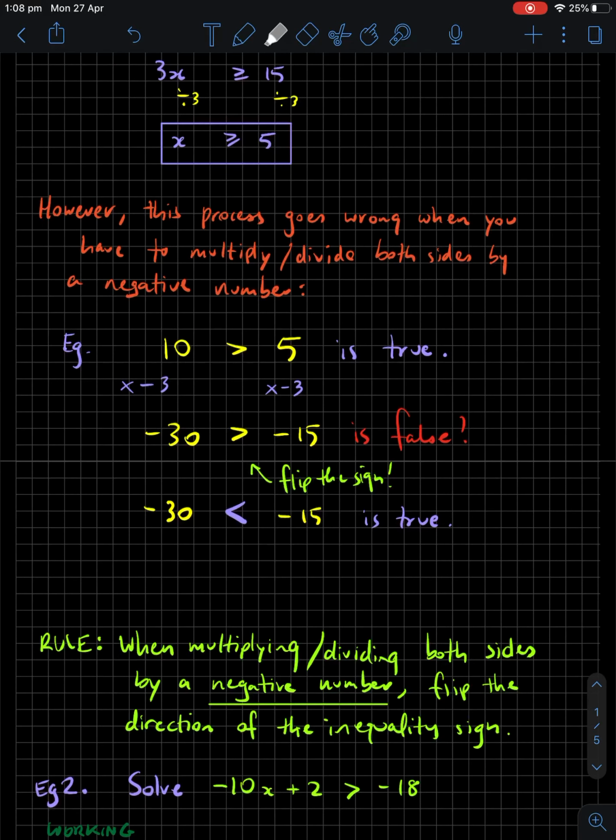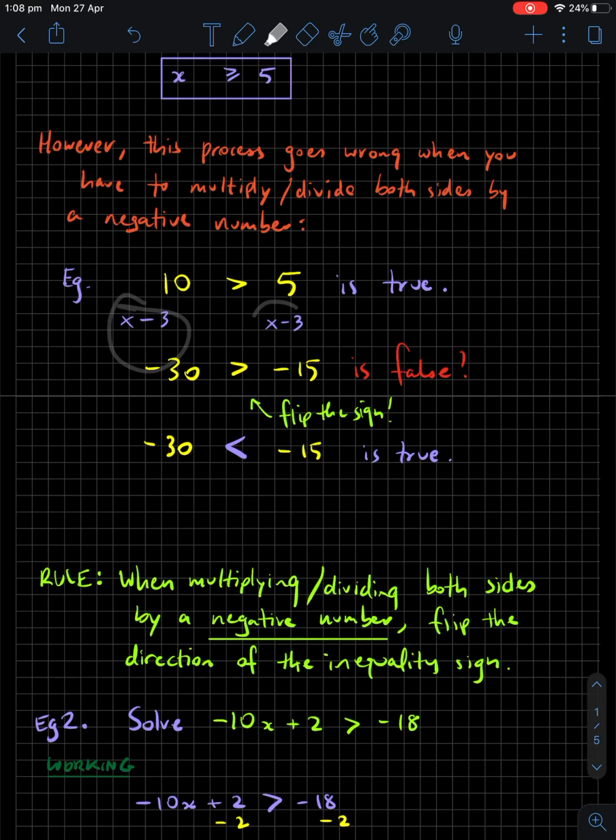Okay, however, this process does go wrong when you have to multiply or divide both sides by a negative number. So this rule that we've got here is really important. This is a really good example. So I've got here, which I've just circled, that 10 is greater than 5. And I completely agree that is true. 10 is bigger than 5. However, if I multiply both sides by a negative number, so say I'm multiplying by negative 3, 10 times negative 3 gives us negative 30, and 5 times negative 3 equals negative 15.